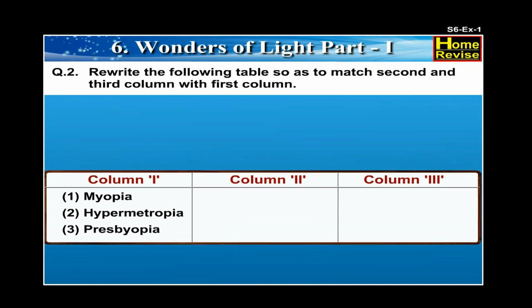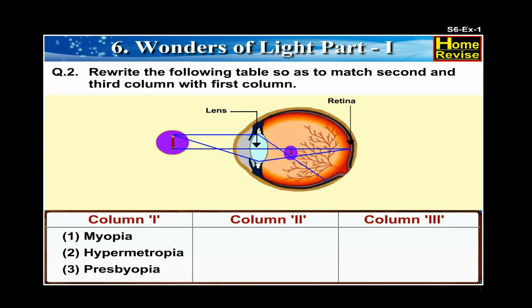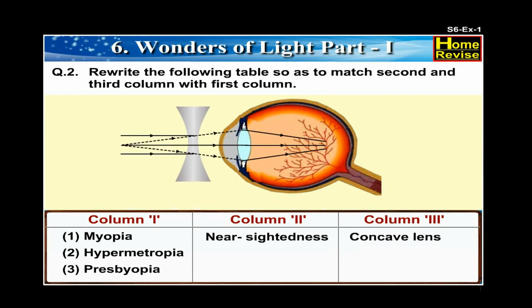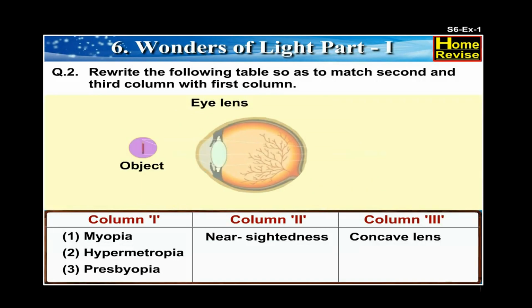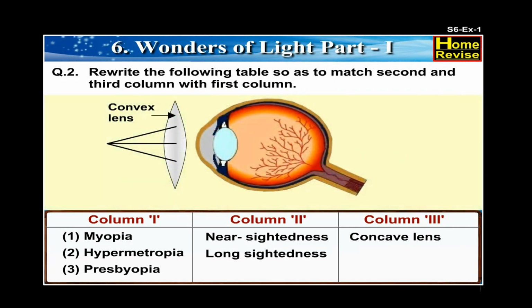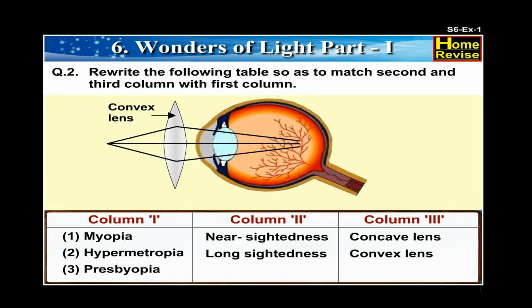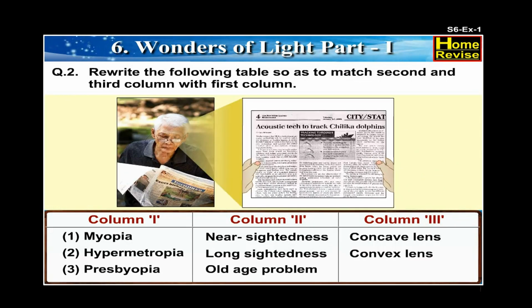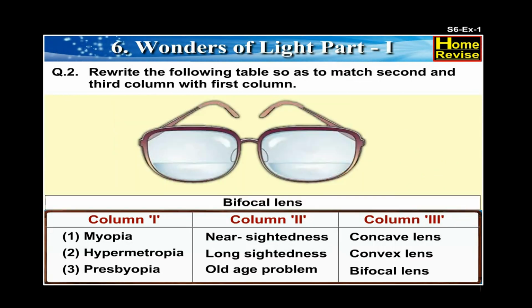The answer is myopia is nearsightedness and it can be corrected by a concave lens. Hypermetropia is long-sightedness and it is corrected with the help of a convex lens. Presbyopia is an old age problem. Bifocal lenses are required to correct this vision defect.